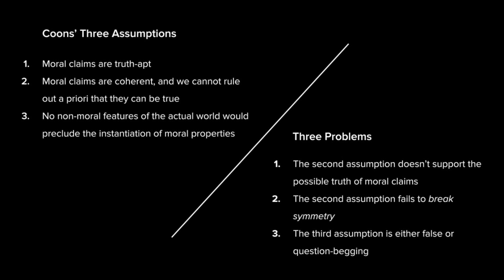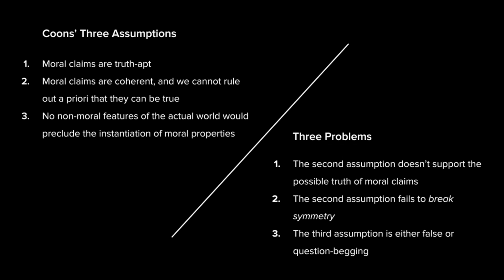Oh, and here's a fifth problem that is coming to my mind now. Coons' suggestion here doesn't even break symmetry, right? Again, if Coons can help himself to the third undefended assumption, well, then the error theorists, say, can help themselves to a symmetrical assumption. And here's that assumption. No non-moral features of the actual world preclude the non-instantiation of all moral properties. Appeals to non-preclusion, therefore, won't differentially support premise 2, that is Coons's possibility premise, over premise 4, that is the reverse possibility premise.